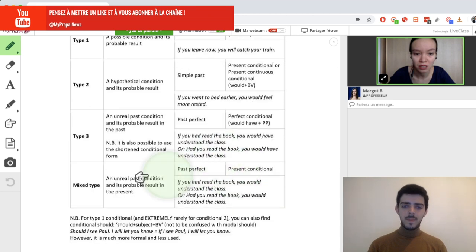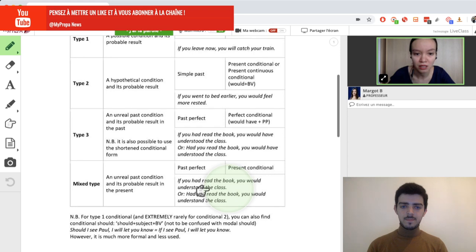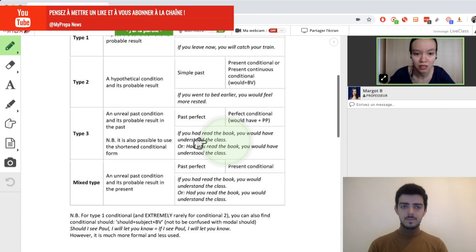Okay? If you're talking about an unreal past condition and its probable results in the present, then it's going to be present conditional in the main clause. So for example, if you had read the book, you would understand the class. It means that you're still in the class today, and you're talking to the student on the left or on the right, and you're like, oh my god, if you had read the book, you would understand the class. Whereas here, the class is finished. Okay?